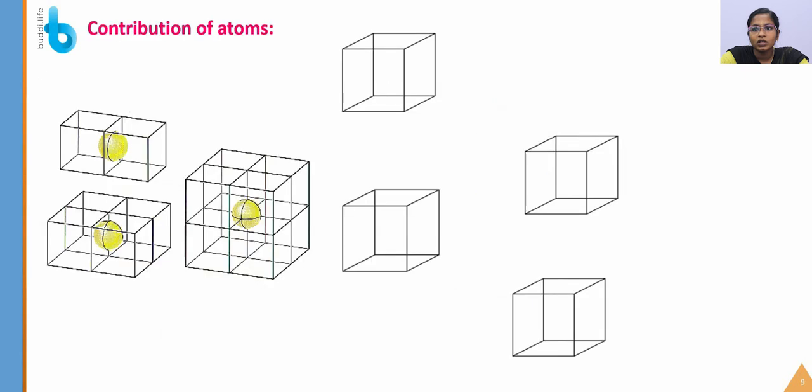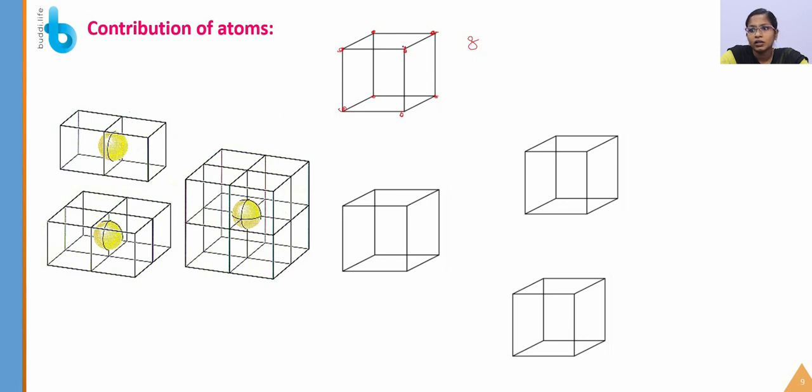So now we are going to see about the contribution of atoms. We saw that the atoms can be occupied at the corners and also at the edges, at the faces, and at the body center. So we are going to see the contribution of atoms at those particular positions. First, the atoms can be occupied at the corners. So how many corners are there in a unit cell? Totally 8 corners: 1, 2, 3, 4, 5, 6, 7 and 8.